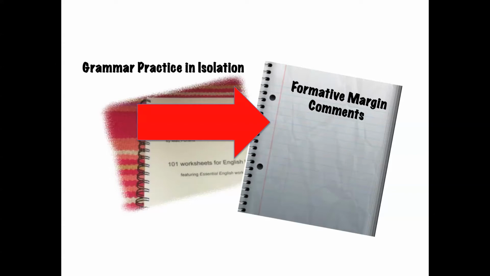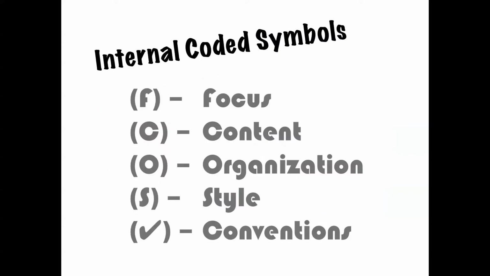When they fall short of that, I mark those for the students to be able to go back and make the changes. In order to do this, I've had to use an internal coded symbol to mark most of the common errors that I'm seeing in their writing. In the margin, on the left-hand side, when you receive your paper back, you'll see an F for focus, a C for content, an O for organization, an S for style, and a check mark for conventions. Every single one of those areas will show up in the left-hand margin at some point throughout the paper.